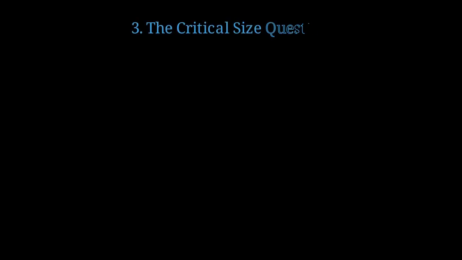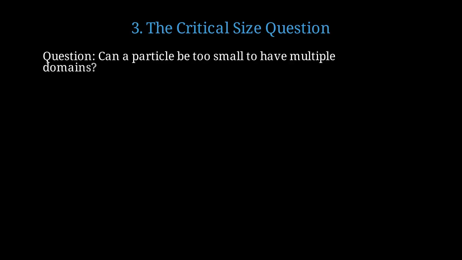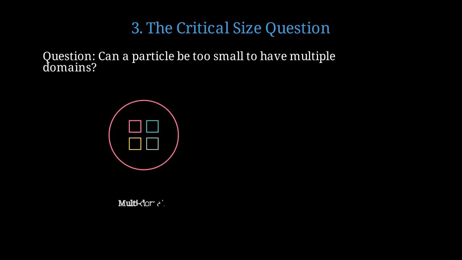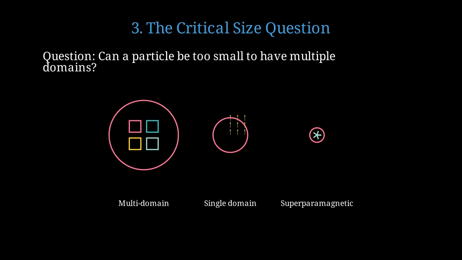Now we arrive at the crucial question: what happens as we make a magnetic particle smaller and smaller? Here's our key question. Can a magnetic particle become so small that it can no longer support multiple magnetic domains? The answer is yes. As particles shrink, we transition from multi-domain to single-domain, and eventually to superparamagnetic behavior.